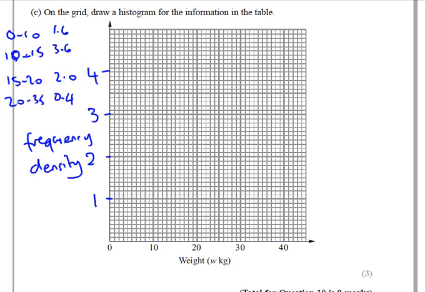So our first class width is between 0 and 10, and we go up to 1.5, 1.6. So our first bar is there. Okay, our second bar is between 10 and 15, and it's up at 3.6. 3.5, 3.6 between 10 and 15 is there. Our third bar is between 15 and 20, and it starts at 2. So 2 there.